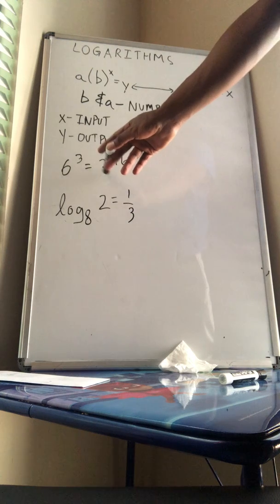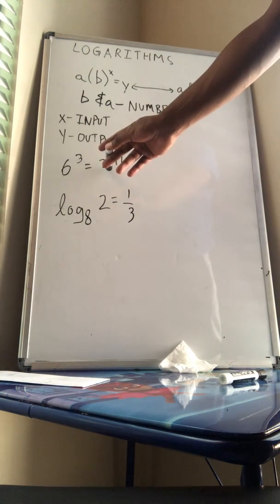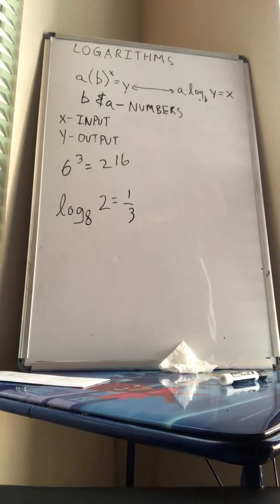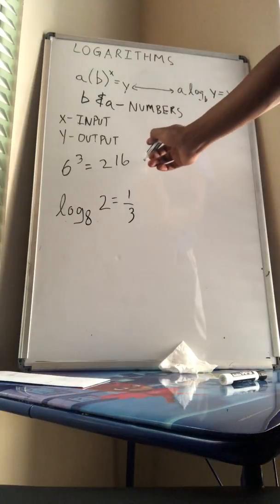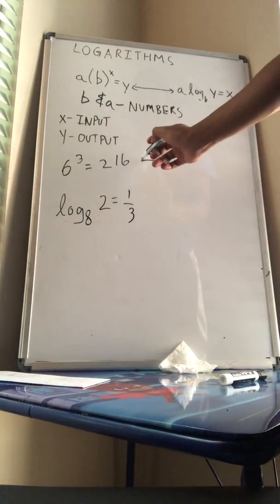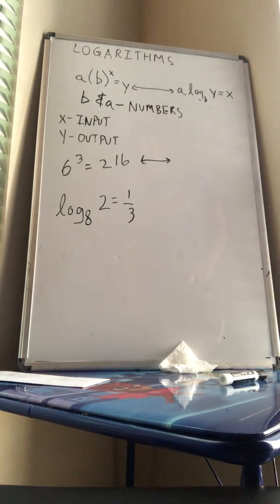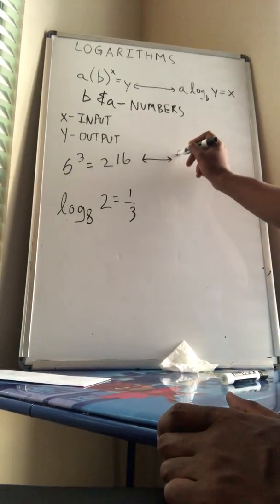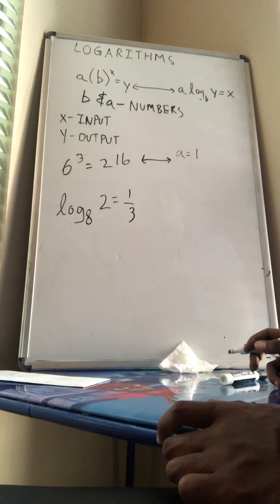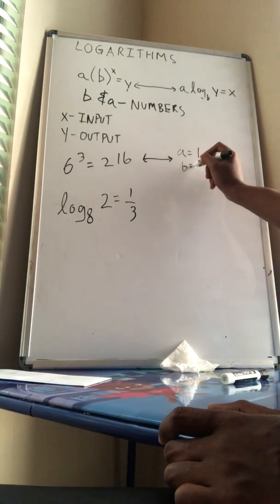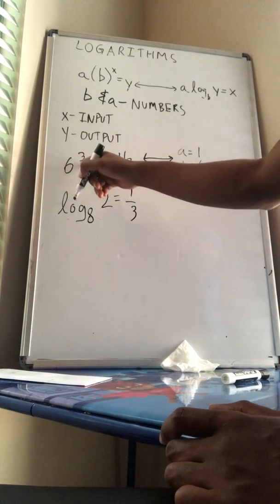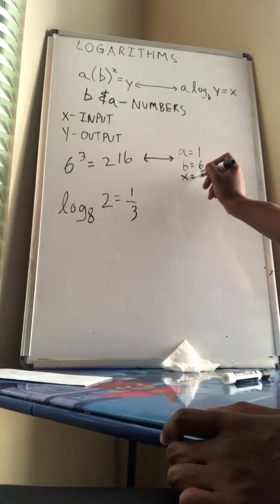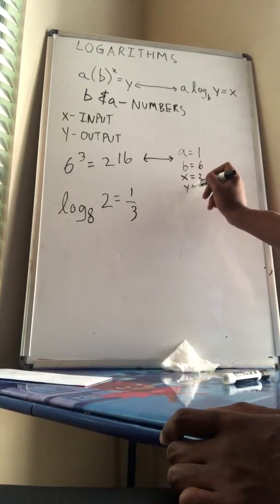If we start here with this problem of 6 to the third is equal to 216, we're going to rewrite this regular function raised to a power as a logarithmic function. So we would first identify everything we have. Our a is 1. Our b we can identify as 6, which is being raised to the third power. Our x is 3, and our y is 216.